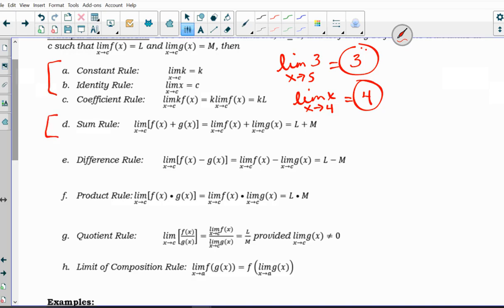Addition rule. Find the individual limits and add them together. We did that on 10.2 with 2 graphs. Do you remember, it was like this graph approaches 3, the other one approaches 1. We said 3 plus 1 is 4. Subtraction, multiplication, division, those are all just do what the operation says. Evaluate them individually, do the operation.